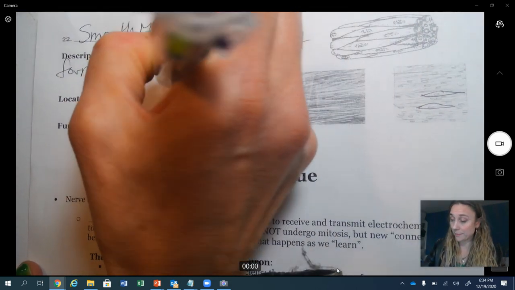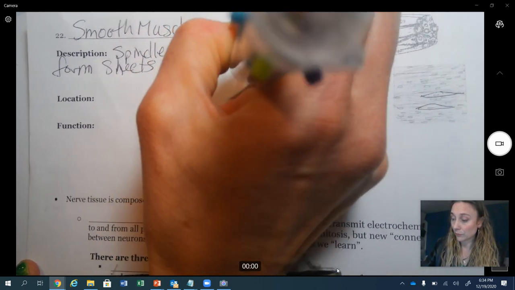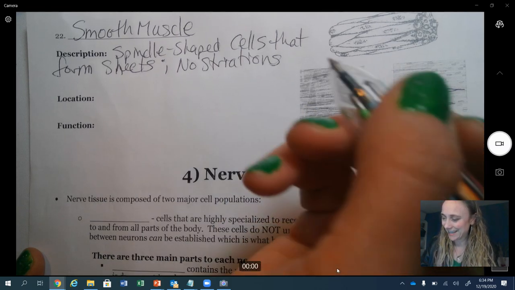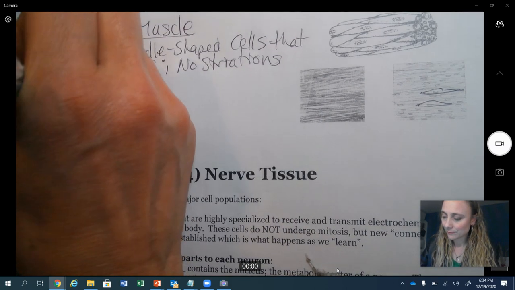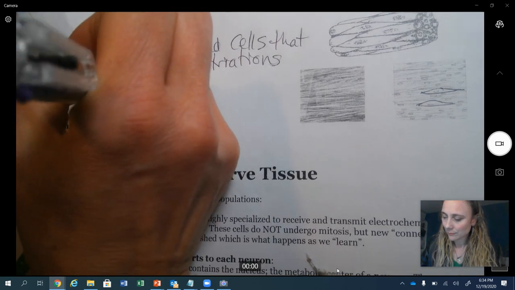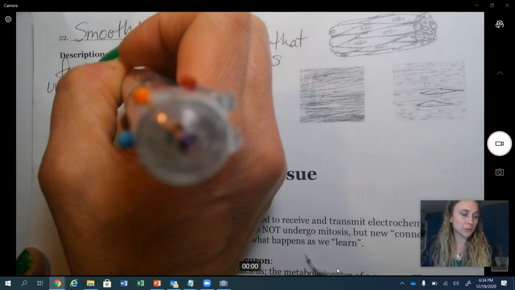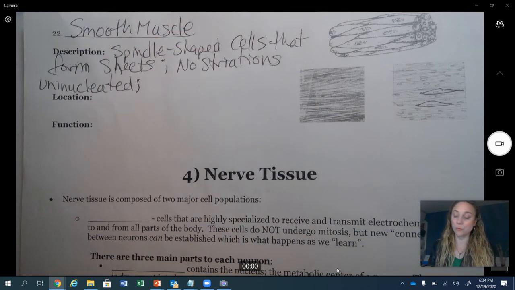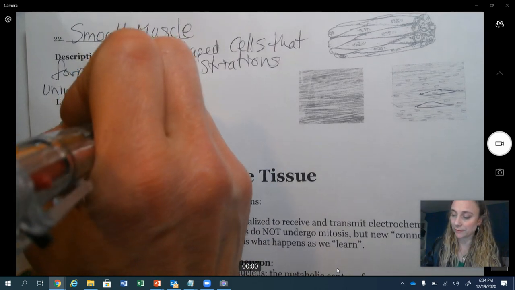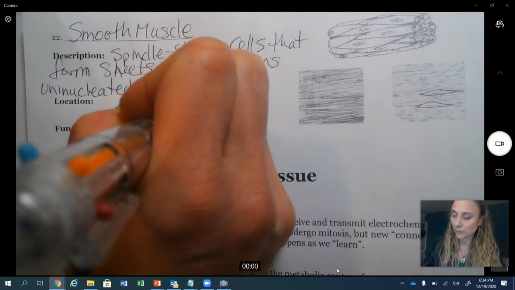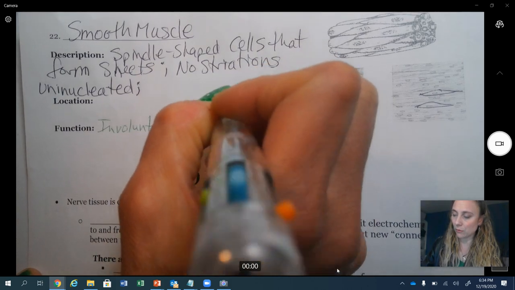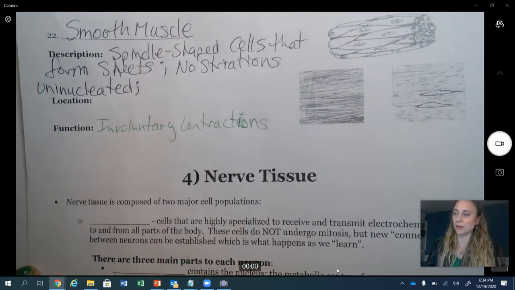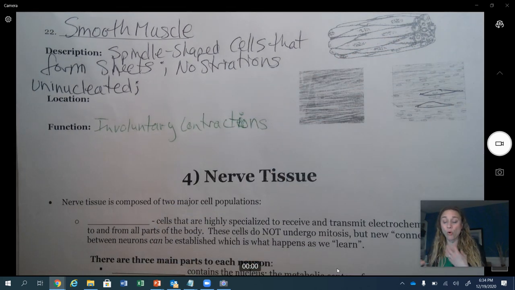No striations, right? And I don't know if you saw that it was uninucleated. It's a funny word. Also, it's involuntary. We put involuntary on function, didn't we? And I guess we need to say it's usually influenced and made to contract by hormones.